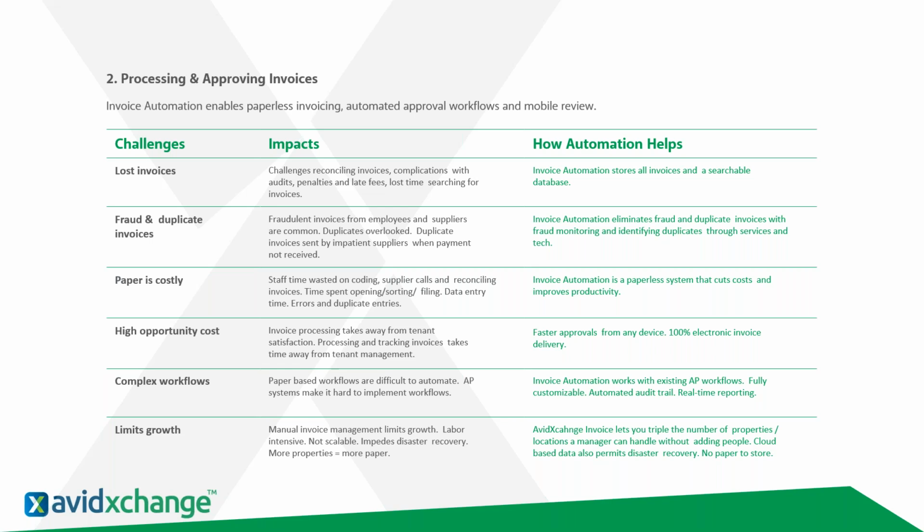The paper, that's obvious, very costly. The high opportunity costs, this is where every month that you continue to do these things manually are the costs that you're preventing from saving when you automate. And then the complex workflows, if you've got those, automation is key. And if you're looking to grow your organization, it's so important to think about scale with automation.